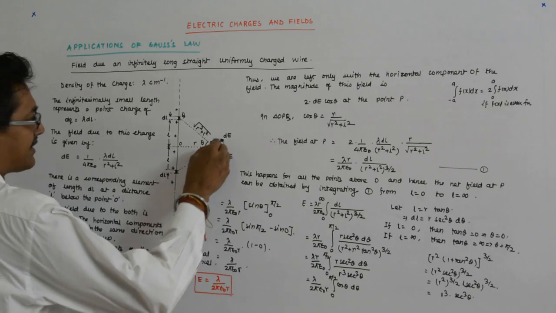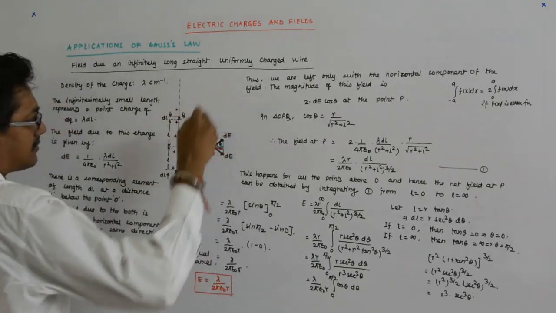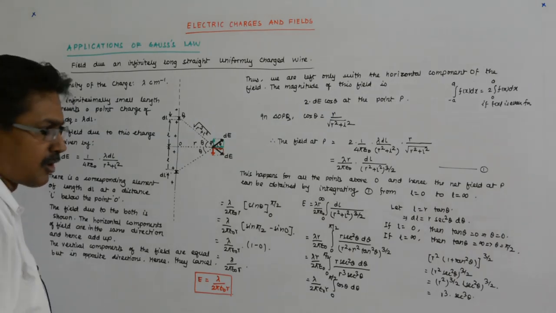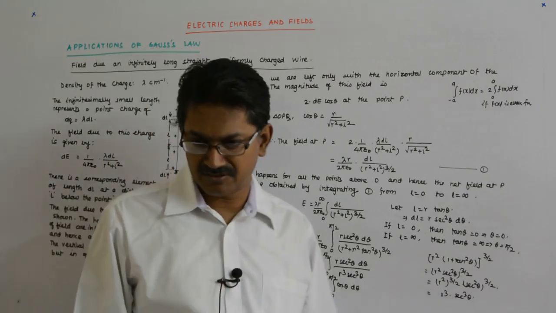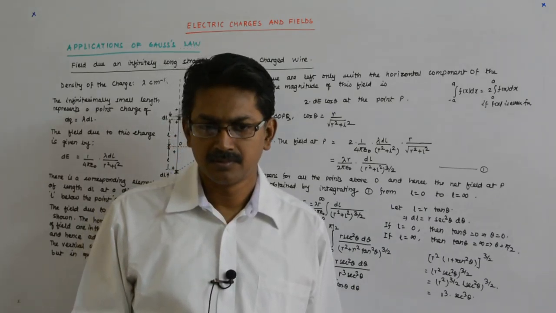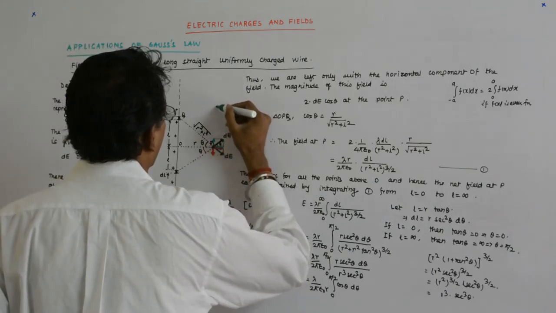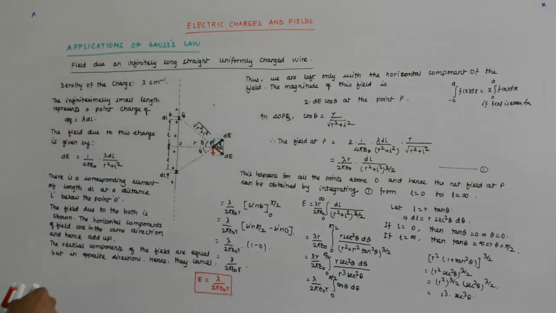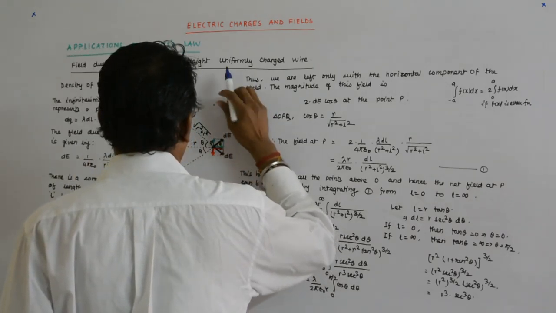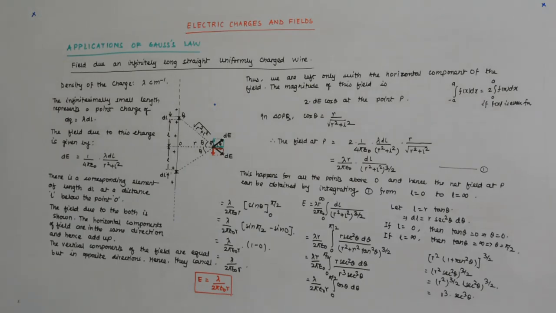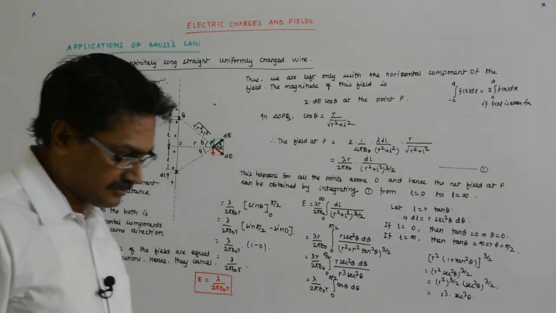What happens is, if I take this above this point or below this point at the same distance, what do you think should happen? If at the same distance, instead of being here, I am here. I'm here. Then what happens? What should happen according to you?